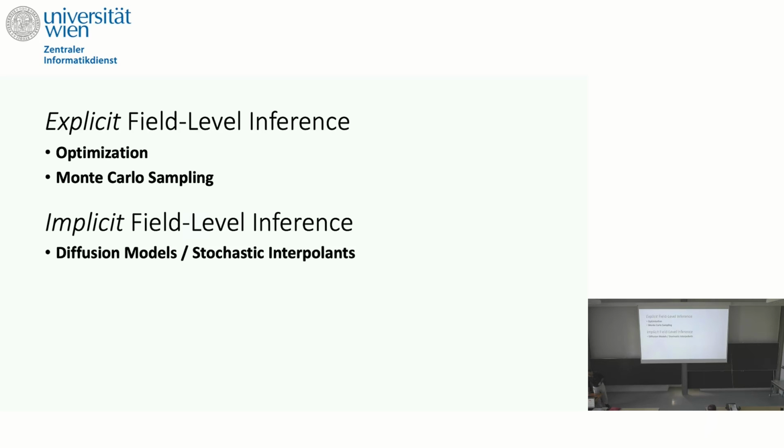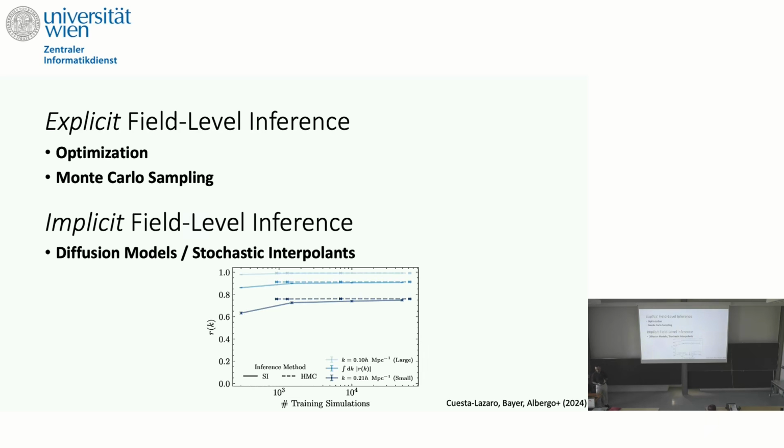And so one way you can do this is with diffusion models or stochastic interpolants, and this is something that I was looking into with Carol, where we looked at how many simulations you need to use a diffusion model or stochastic interpolant approach to match the results of HMC. And so this plot is showing the cross-correlation coefficient, so the quality of the field level inference, the reconstruction, for HMC in the dashed line and stochastic interpolant in the solid line. And you can see that you need around 10 to the 4 for these two lines to converge to each other. And I think Carol will tell you more about this tomorrow.